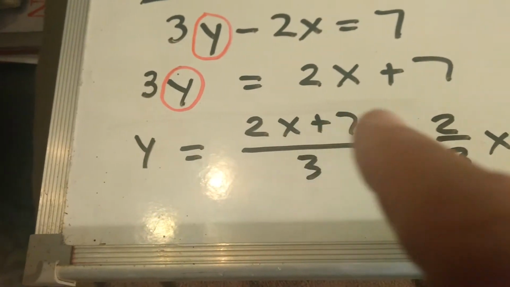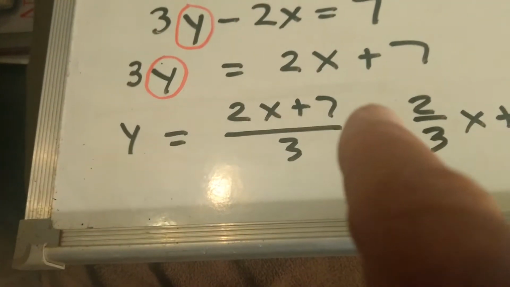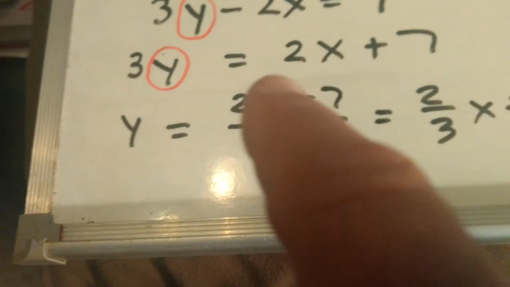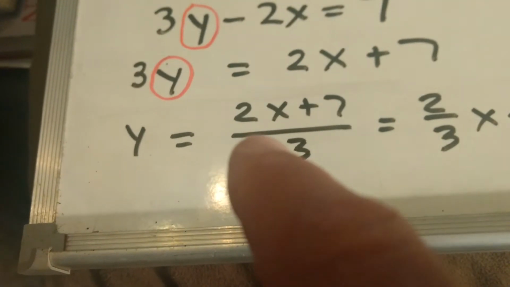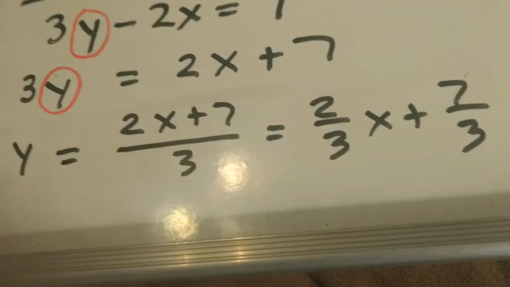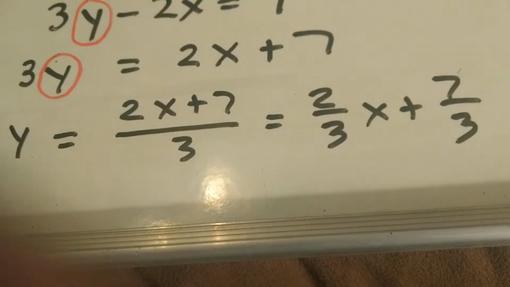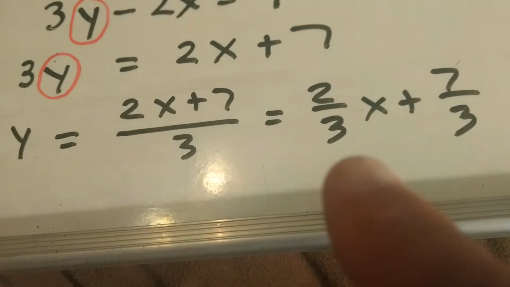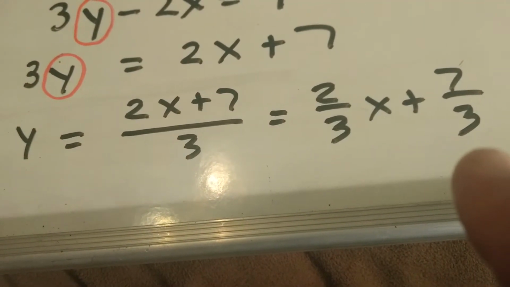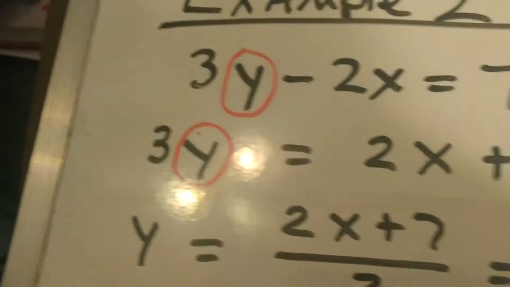Then I'm going to divide by the 3, and you will see that I have 2x plus 7 divided by 3, which is a correct answer, but it's not the preferred answer. What I'm going to do is move this 3 underneath the 2 and the 3 underneath the 7. Now I have y equals 2/3 x plus 7/3, which is in slope-intercept form. 2/3 is my slope. Look at that. 7/3 is my y-intercept.